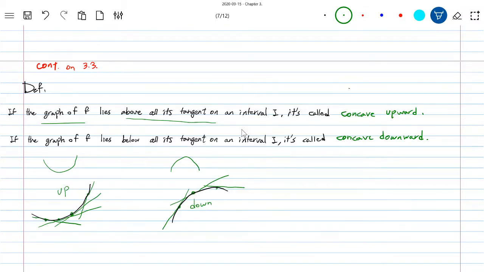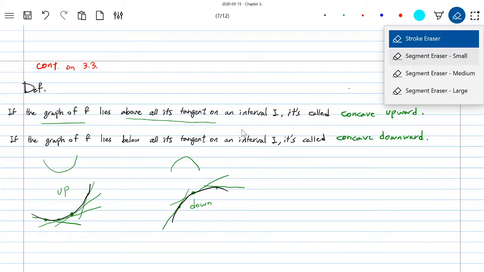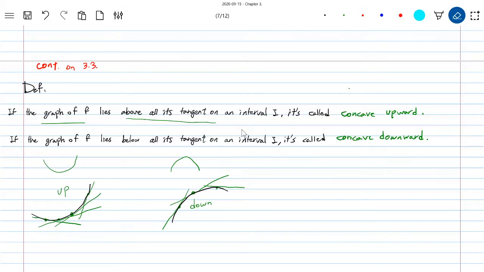You can think about the shape of a ball, either upward or upside down. You can cut off a corner of it, and it's still upward in this section. On the other side, you can do the same. If you cut off this part, it's still downward. So if it's the upward section of the ball, the graph would be concave up. If it's the upside down ball, then you have concave downward. This is the basic definition based on the tangent line.